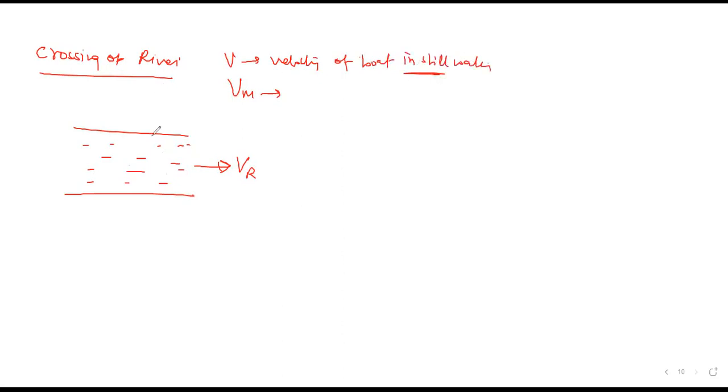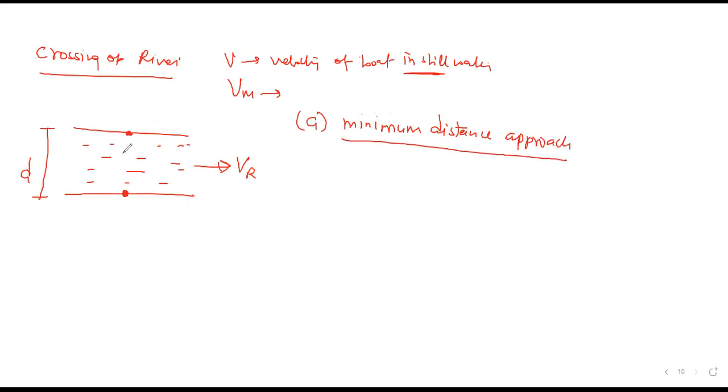Let's say the width of this river is D. You want to cross the river. You want to go from this point to that point, or any other point on the other edge. So there are two ways, two approaches, to cross this river. The first approach is called the minimum distance approach. Means what you want here?